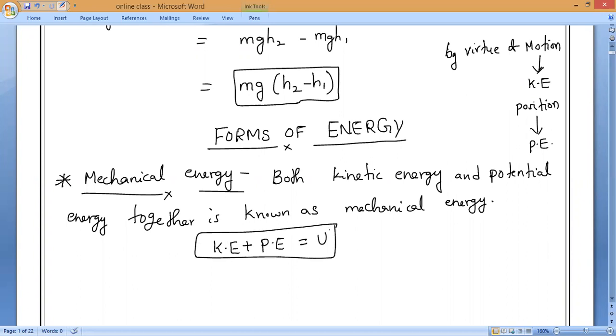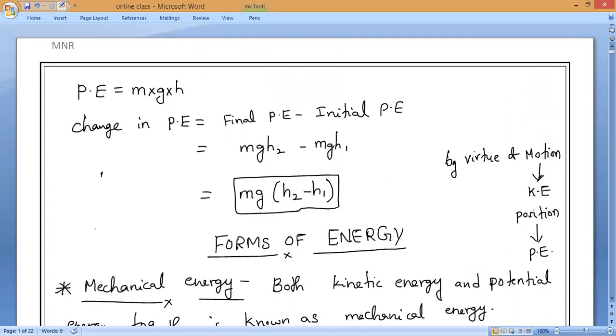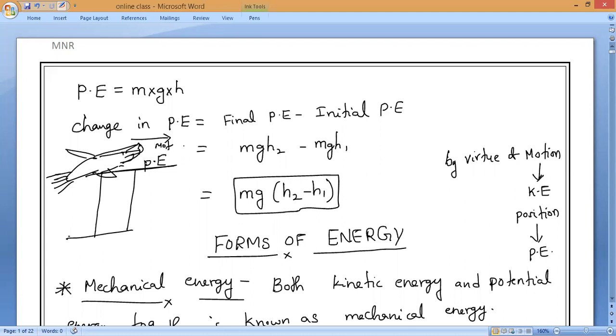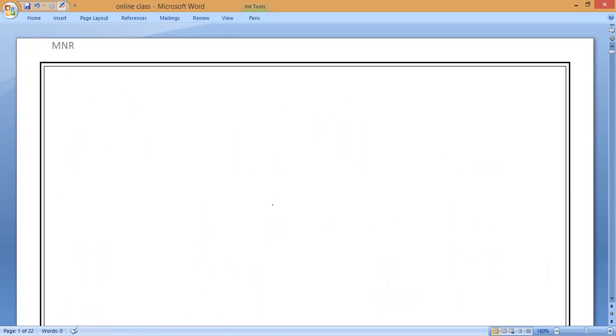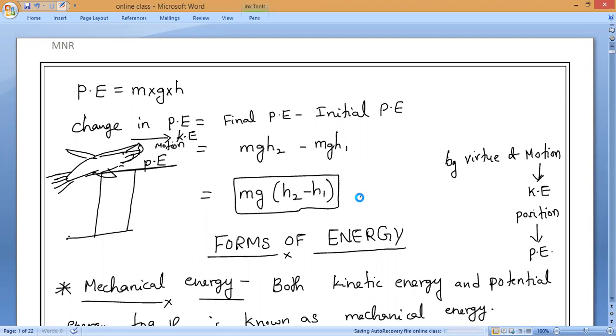Remember that. In the last class I told you about a bird flying above the ground. Now tell me what energy it is possessing. Mechanical energy, because it is flying, like an aeroplane. Due to its height above the ground, it possesses potential energy, and because it is in motion, it possesses kinetic energy. So the sum of kinetic energy plus potential energy of a body is what we call mechanical energy. That is the first form of energy.